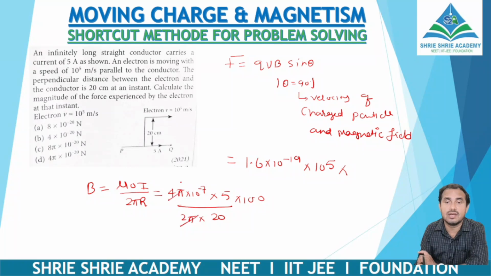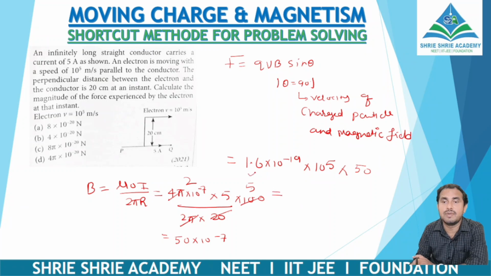So the 2 gets cancelled 2 times, and this gets cancelled 5 times. 5 into 5 is 25. We have 50 into 10 to the power minus 7. Here the 2 pi cancels, and 25 into 2, you get 50, right? So here you will write 50.